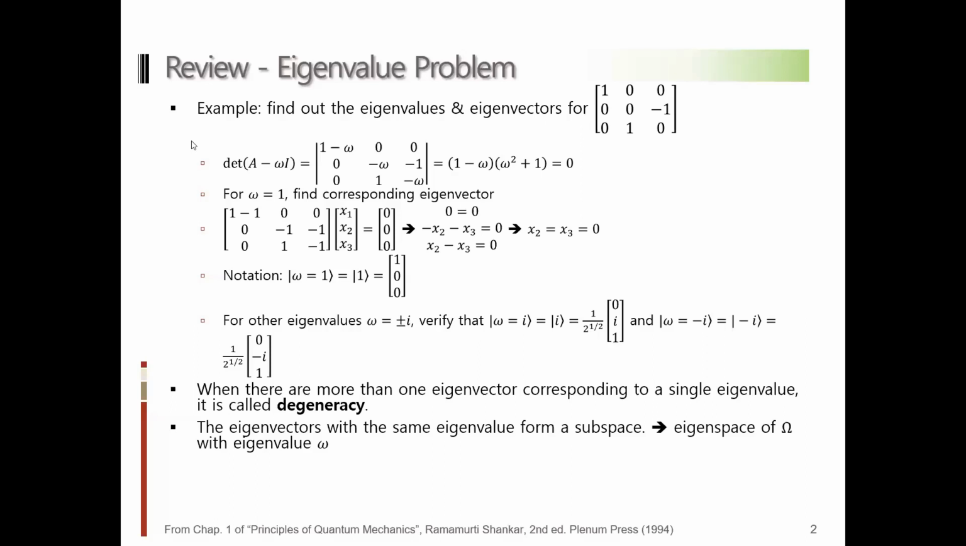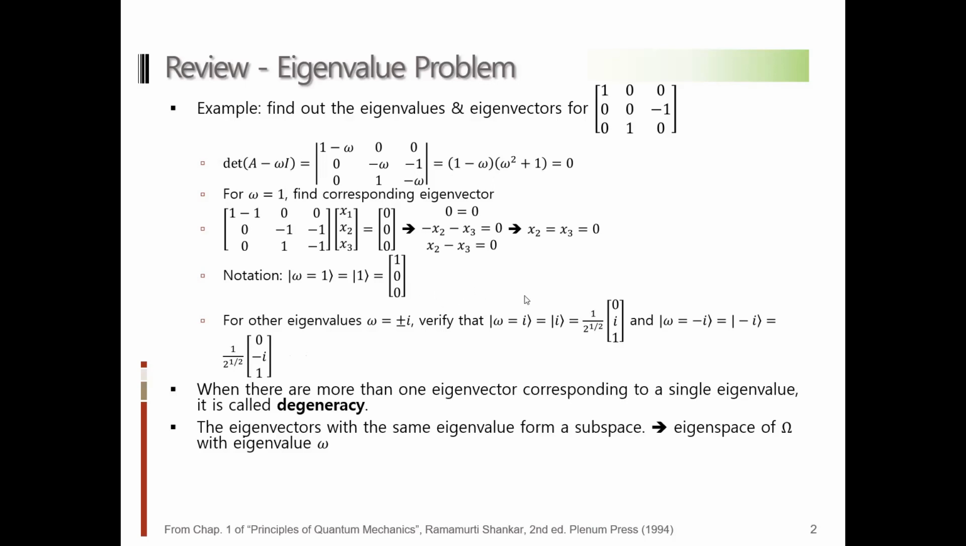At the end of the last lecture, we actually solved this problem, and from the solution we obtained a result something like this one. We found that there are three distinct eigenvalues, which are 1 and plus minus i, and the corresponding eigenvectors were obtained in this way. At that time, I did not point out, but one thing you should notice here is that all these eigenvectors are orthonormal to each other, and also they are linearly independent of each other.